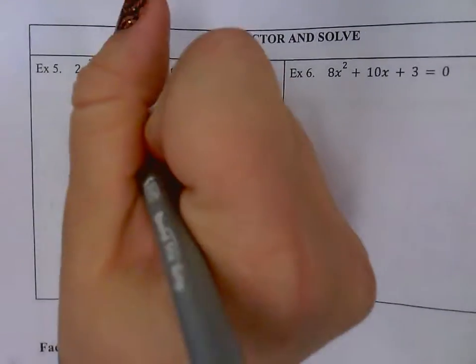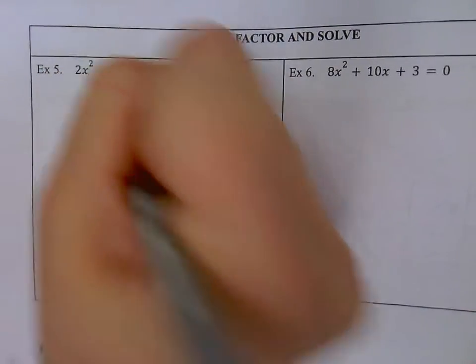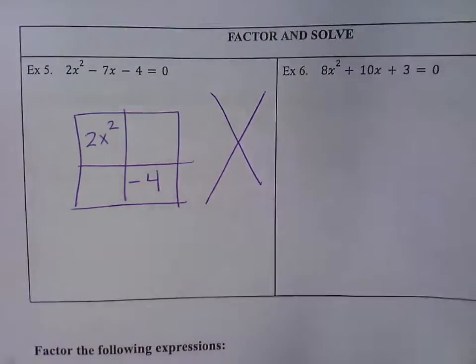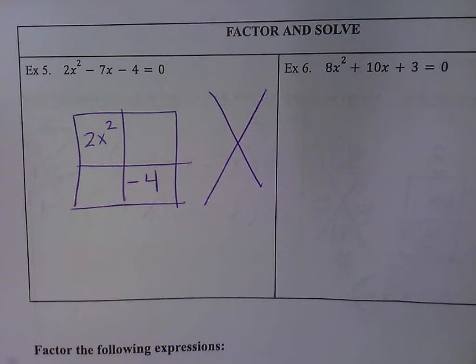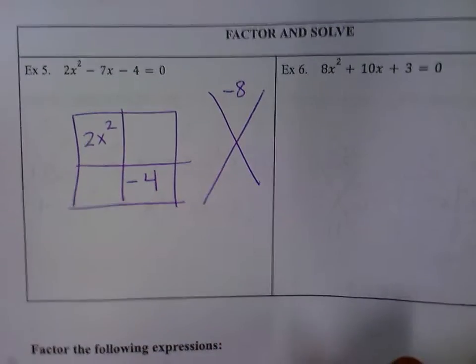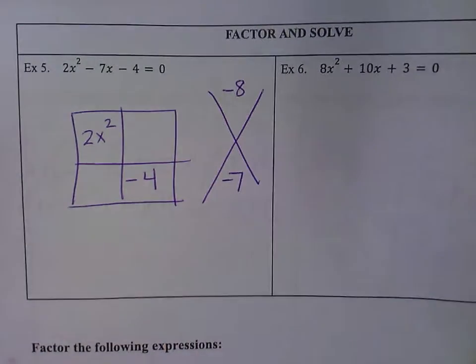2x squared goes here, and a negative 4 goes here. And I'm going to set up my diamond. So I've got to multiply this 2 times this negative 4. So I'd have negative 8. So negative 8 on top and a negative 7 down below.